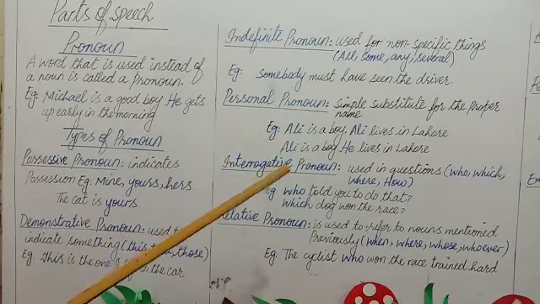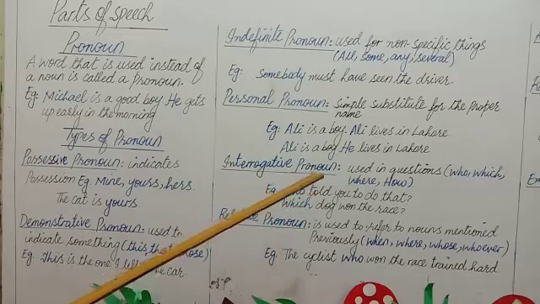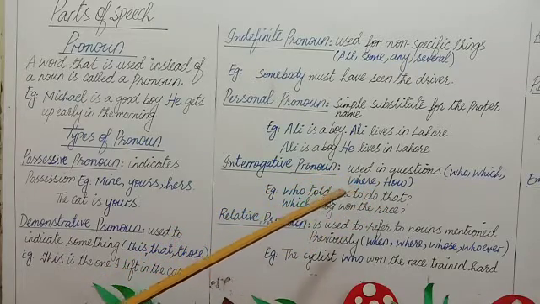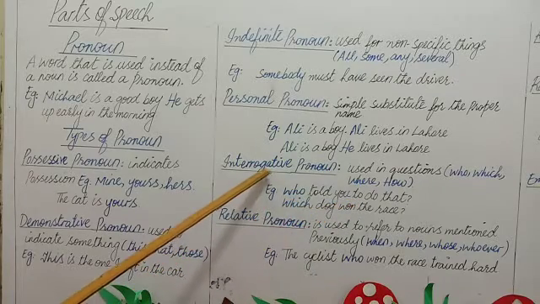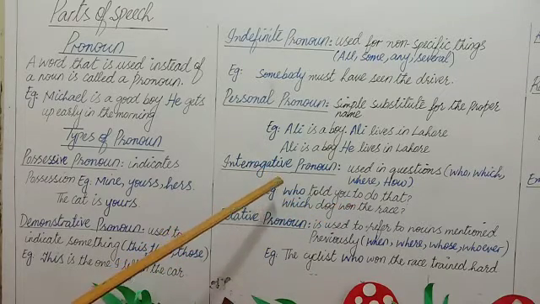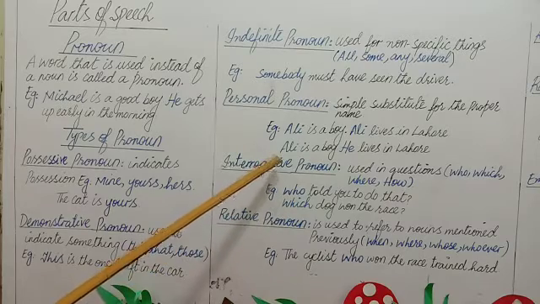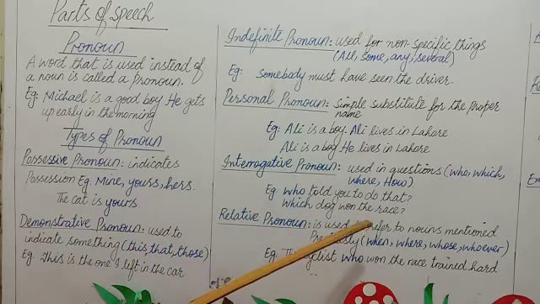Interrogative pronoun is used in questions. For example, who, which, where, how. Who told you to do? Here who is actually an interrogative pronoun. Which is also an interrogative pronoun. Which dog won the race?